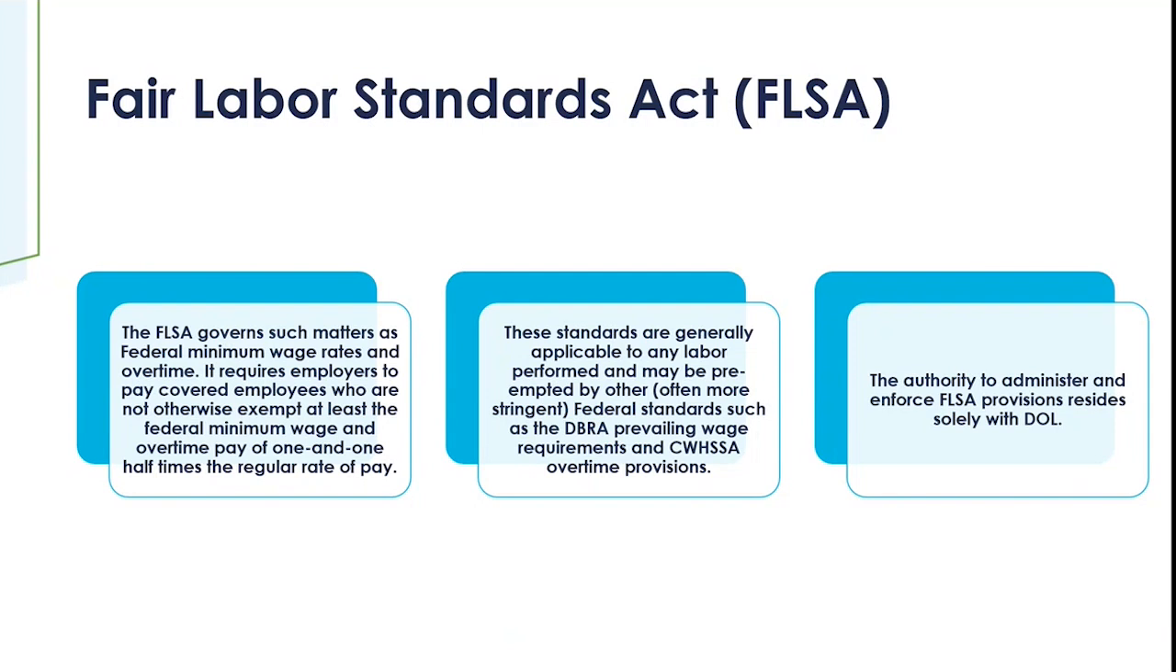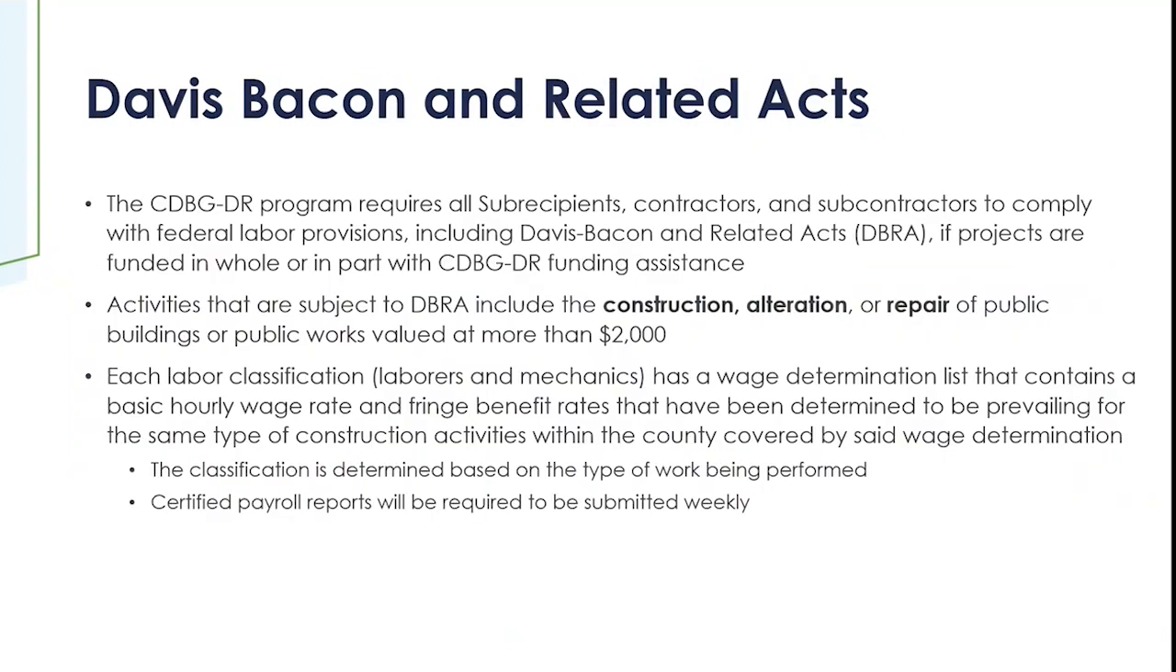Sometimes other labor standards laws that are applicable to CDBG may be more stringent than the Fair Labor Standards Act. And in that case, those laws would preempt the Fair Labor Standards Act. So this act should be viewed as the baseline or the starting threshold for compliance with labor standards. One example of a more stringent law is Davis-Bacon and related acts.